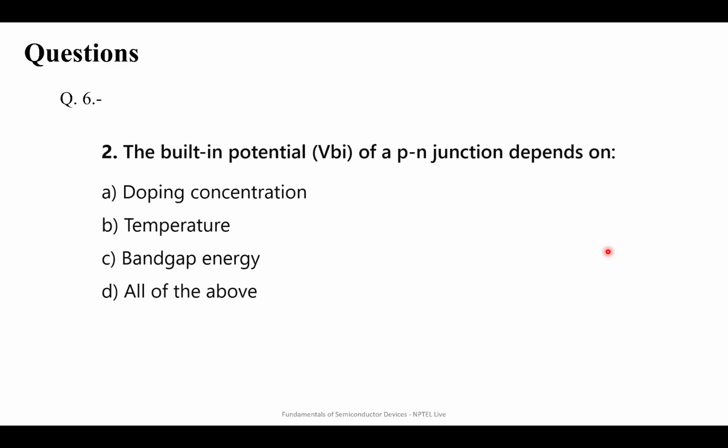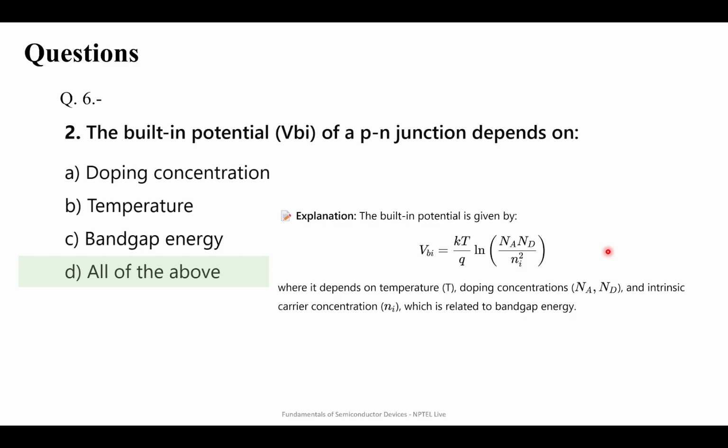Next question: the built-in potential of a PN junction depends on doping concentration, temperature, band gap energy, all of the above. That would be correct. The answer is all of the above.